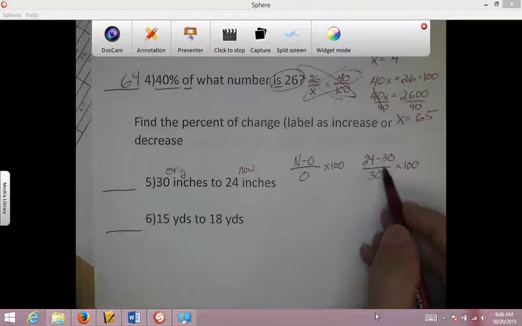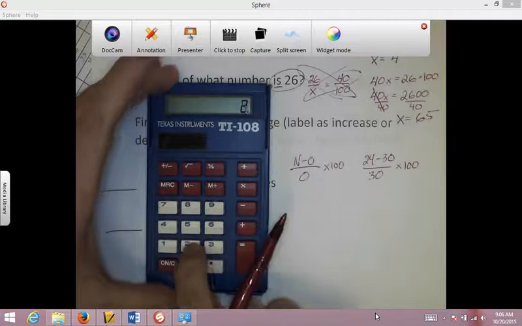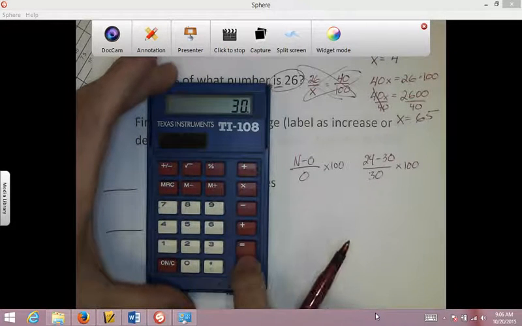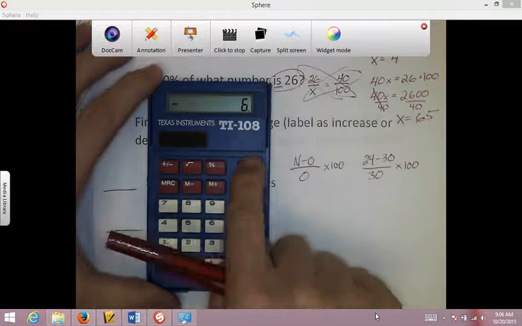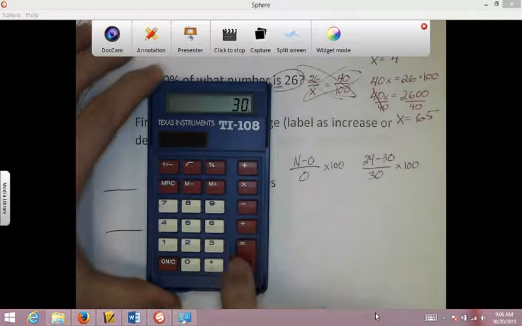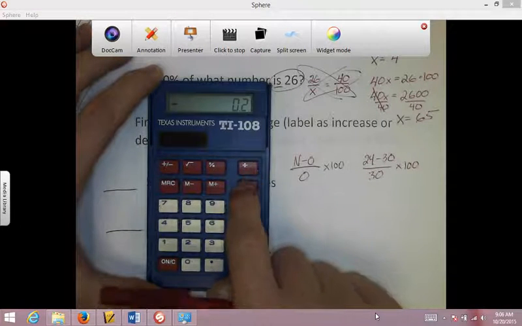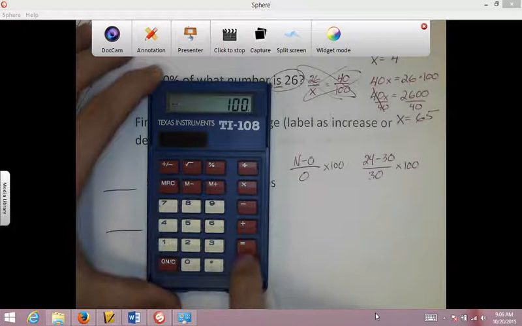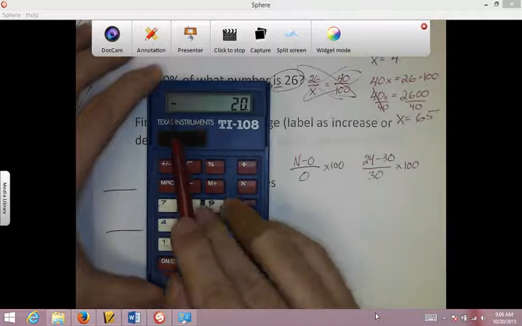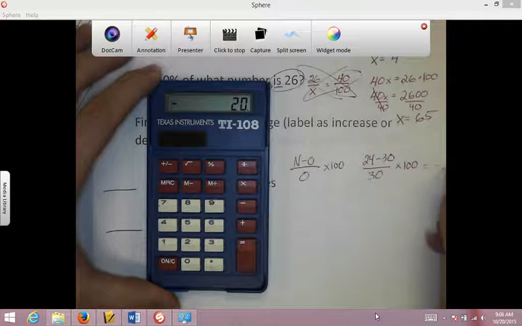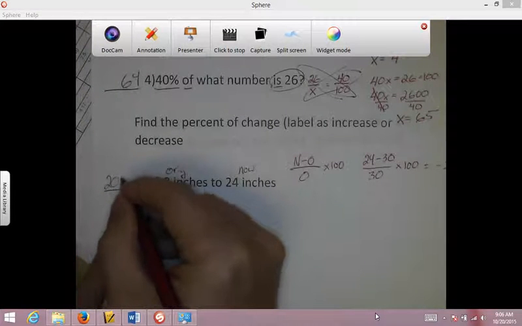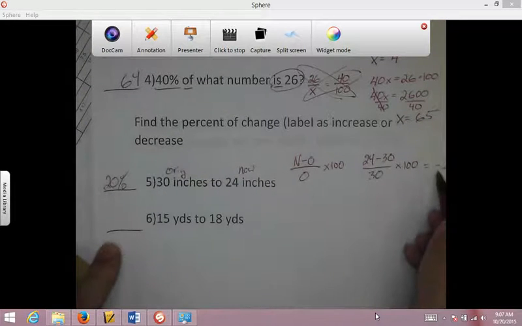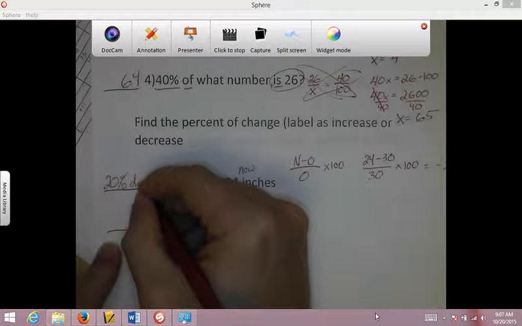24 minus 30. We get negative 6. Now divide that by 30. Then multiply by 100. And we get negative 20. Now, boys and girls, this is a percent, so you have to have a percent sign. Since it's negative, it's a decrease. You can write DEC to abbreviate that if you want.